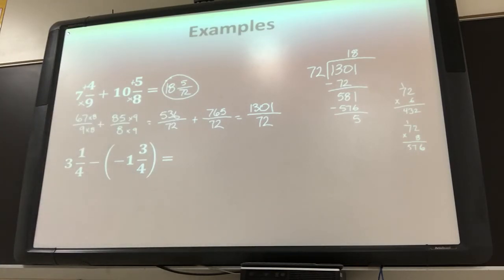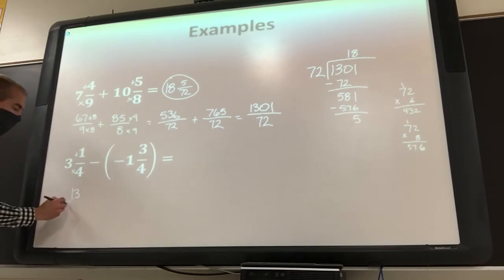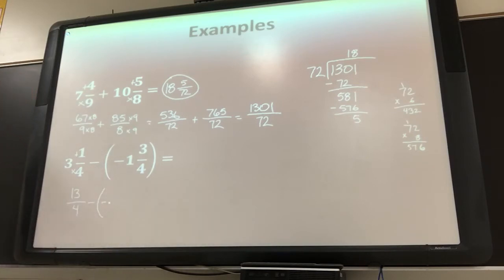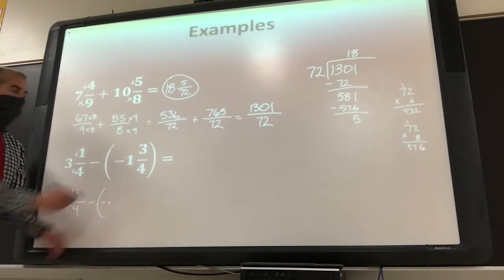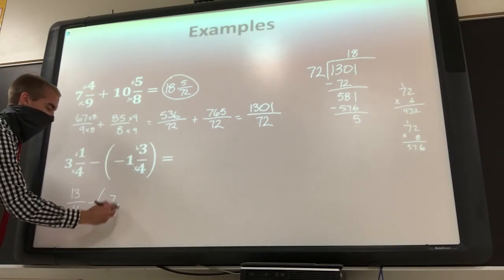Okay? So let's look at our next example. This one won't take as long. However, we've got to change a couple of things, and we'll do that here in a second. Let's first make these improper fractions. Okay? So 3 times 4 would be 12. 12 plus 1 would give us 13 over 4 minus negative. 1 times 4 is 4 plus 3 would be 7 over 4.